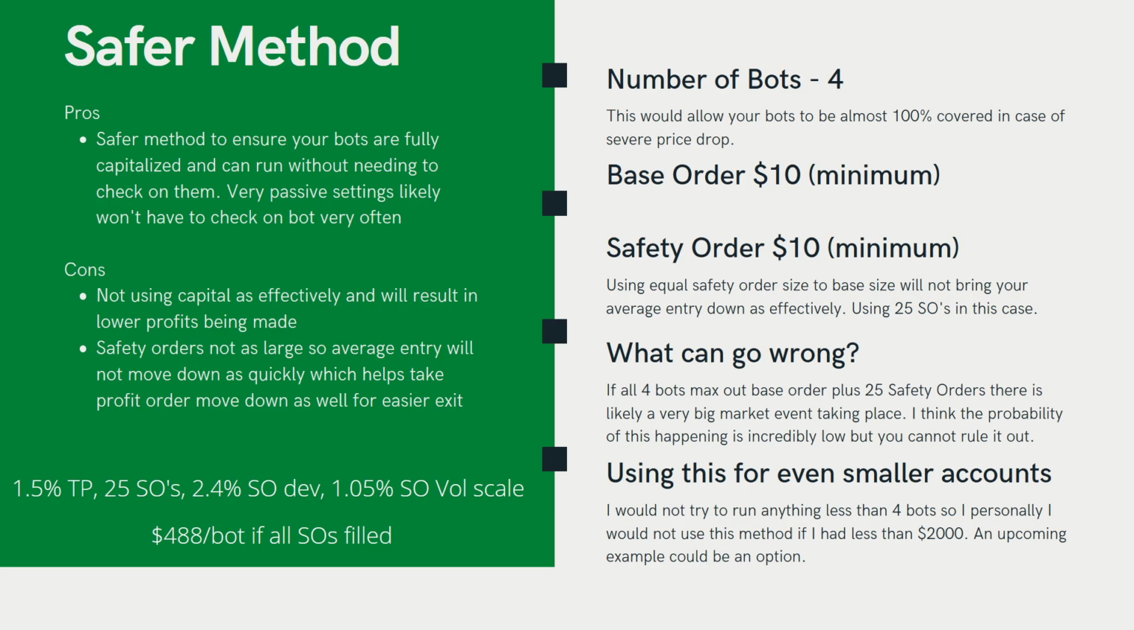Basically, your safety orders increase in size, right? So if your first order fills, then your second order will be 5% larger than your first order, and so forth. And if all your safety orders are filled, it would cost you around $488 a bot, which is, again, 488 times 4, almost $2,000. So that's why I picked this particular amount of bots for you. So that is the safer method, fully covered.